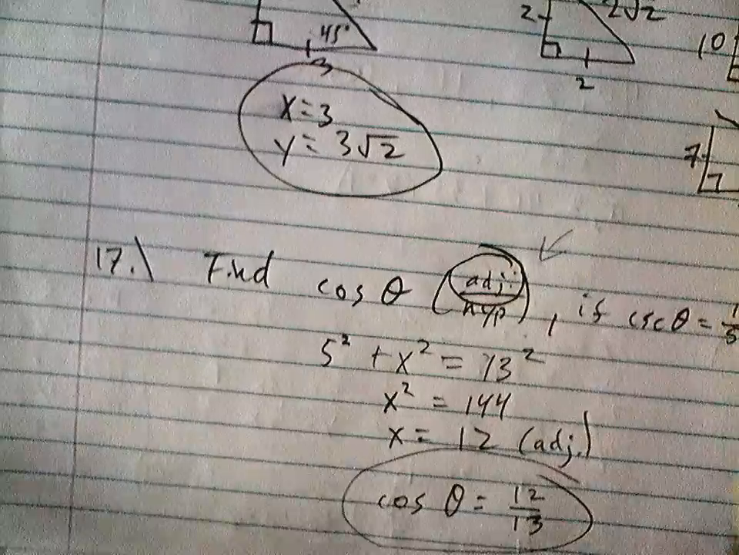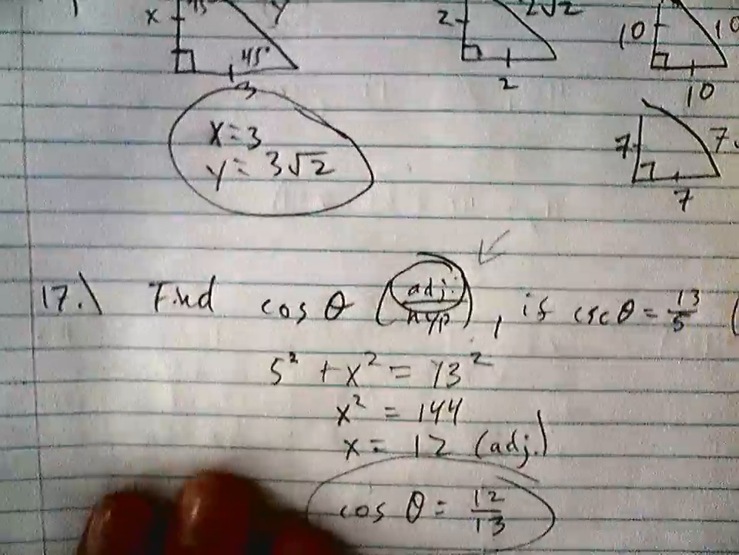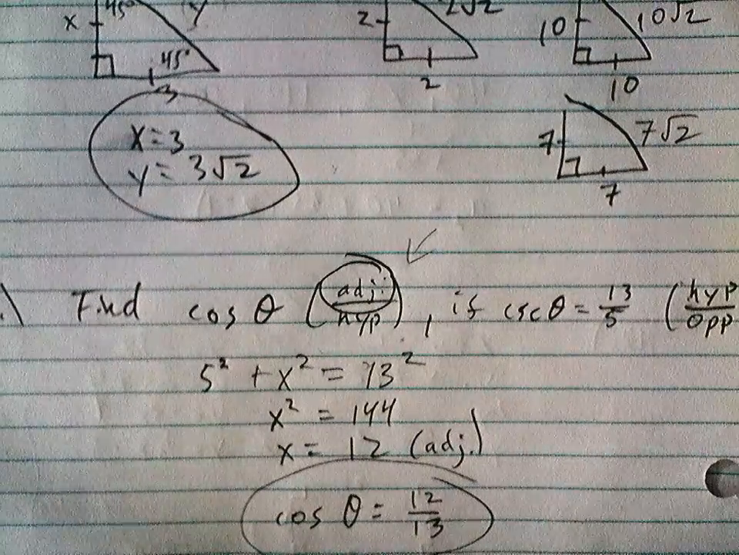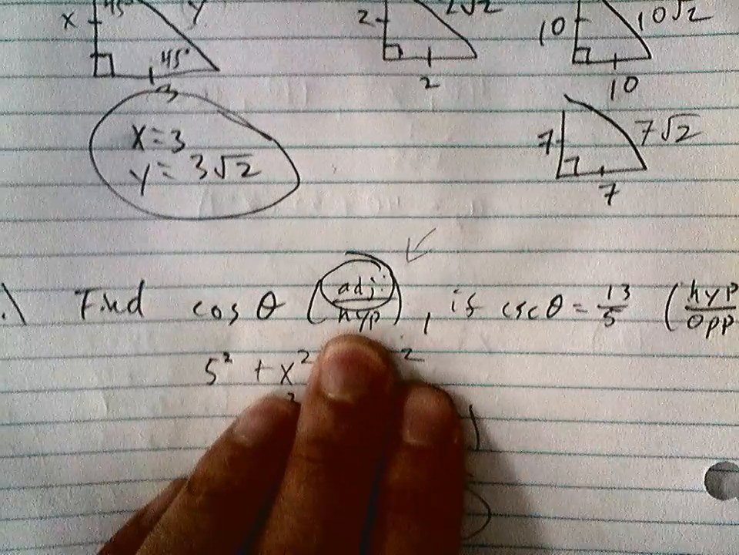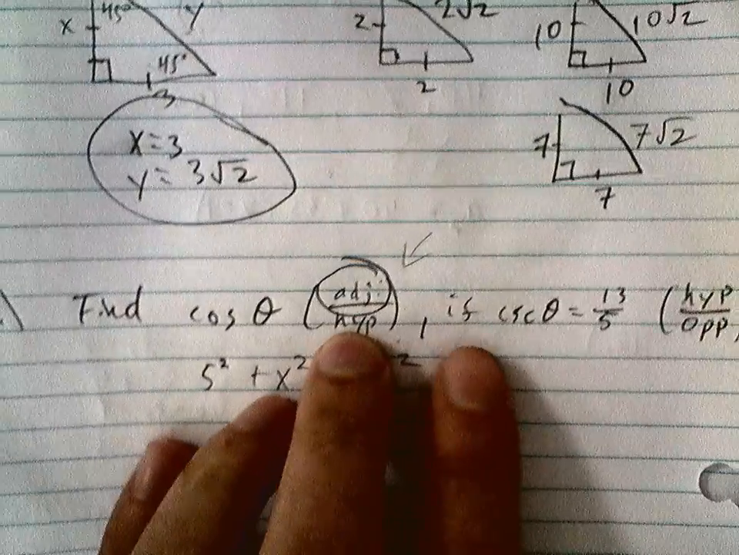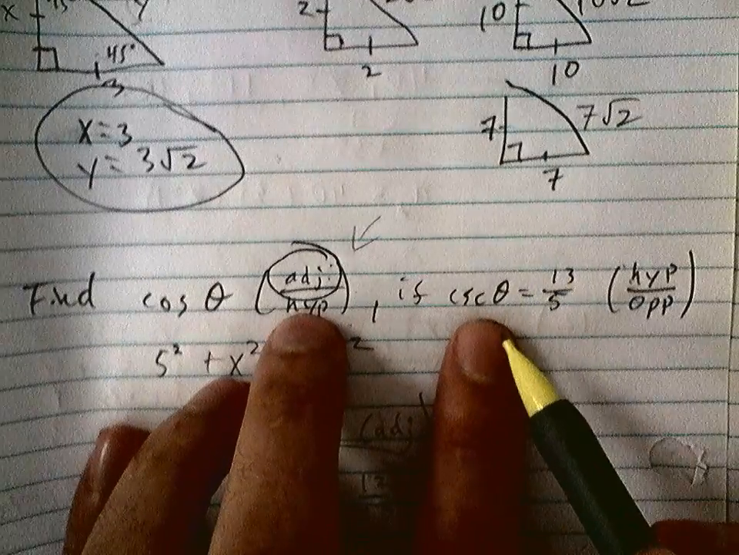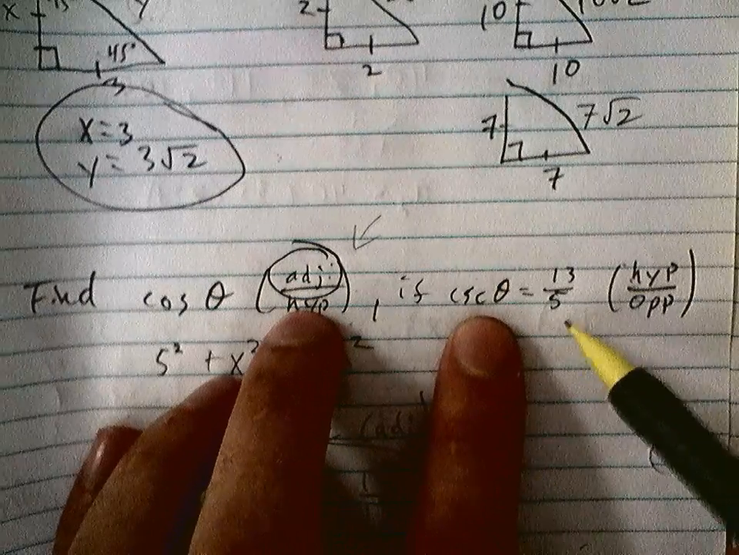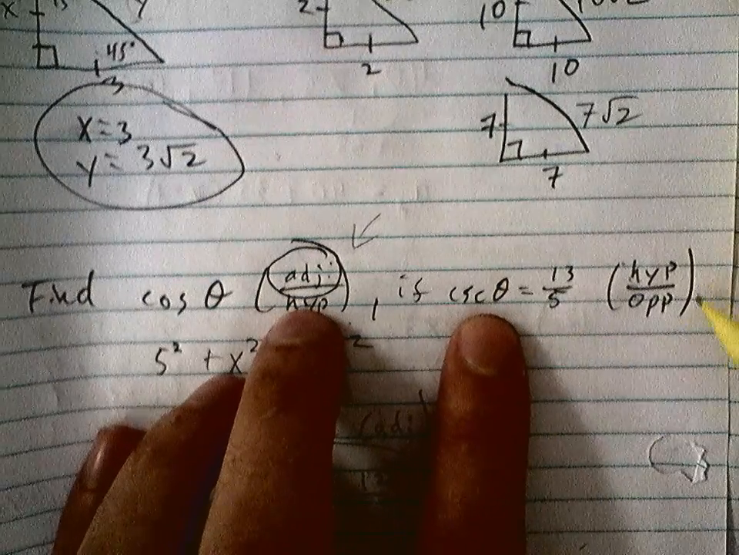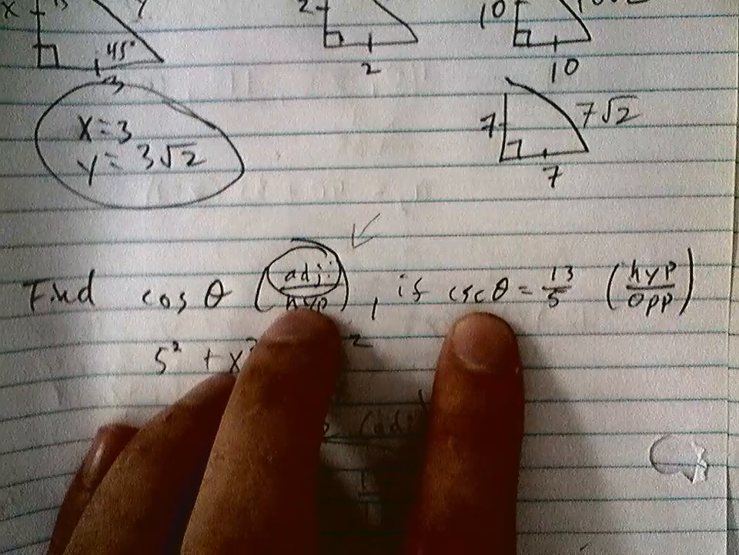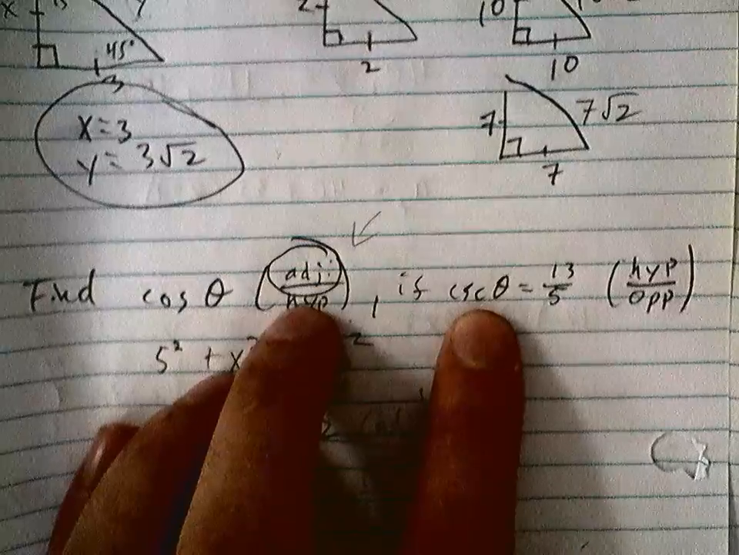All right, and then number 17. We were asked to find cosine of theta. So the definition of cosine is the adjacent over hypotenuse. And we were given cosecant. We were told cosecant of theta is 13 over 5. So I put the definition of cosecant right beside it here. Hypotenuse over opposite. It's the reciprocal of sine.